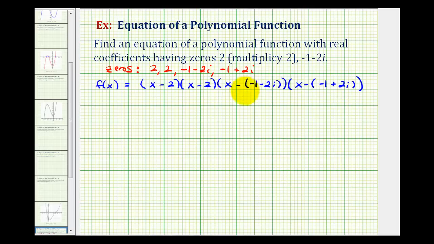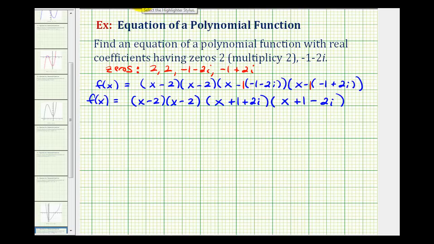To do this, we can think of distributing a negative sign, or a negative 1 here, as well as here. So we have f of x equals, we still have two factors of x minus 2. And now here we're going to have x, we distribute the negative 1, we're going to have a positive 1 plus 2i, or plus 1 plus 2i. And then here, when distributing a negative 1, we're going to have plus 1 minus 2i. So x plus 1 minus 2i. Now we need to multiply all this out.